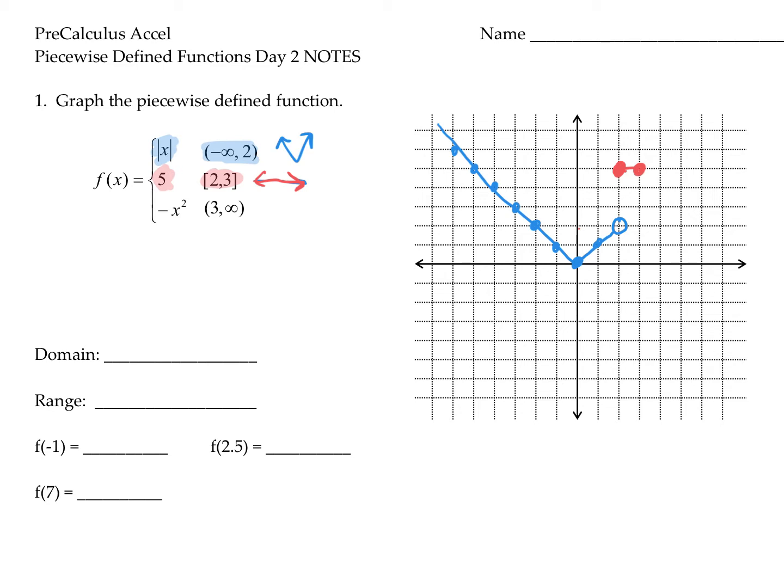Then this last function, negative x squared from 3 to infinity. Well, x squared is a parabola, but it's negative x squared, so it's going to be pointing down. So if I think about from 3 to infinity, negative 3x squared is negative 9, because remember you're doing negative 3 squared, so negative 9. So that's going to be about here, and it's not included, and we know it'd be a parabola going down.